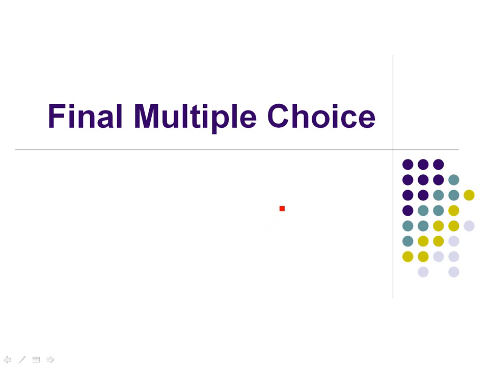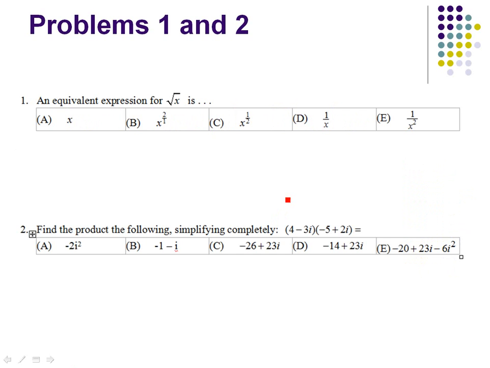Okay, we're looking at the multiple choice for our final, so here are our sample problems. First problem, we were looking at rewriting the square root of x. One thing to remember is that when you have radicals, they could be written in the form of x to the a and as the bth root. The b becomes the denominator of the fraction on the exponent. The a is your exponent.